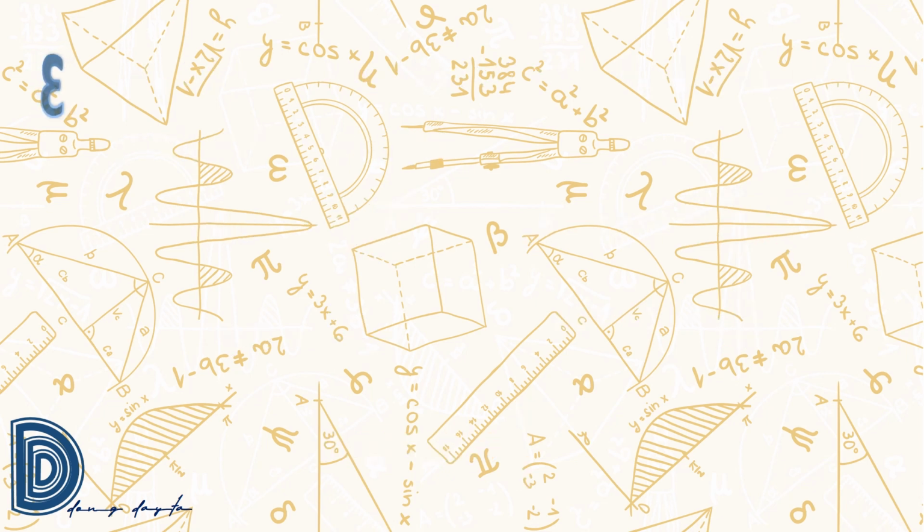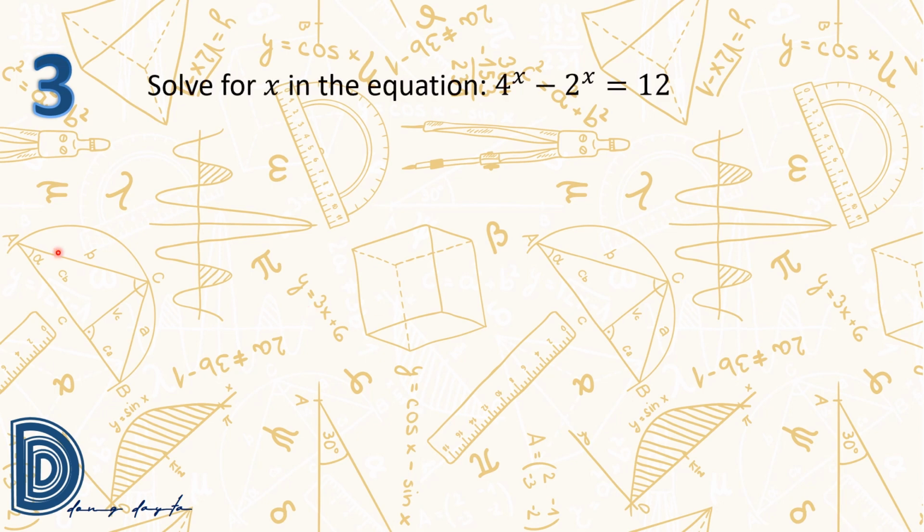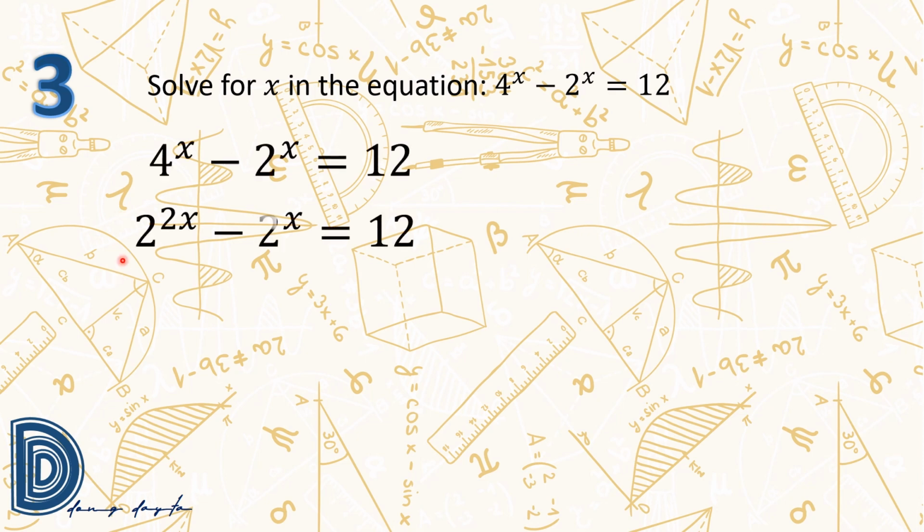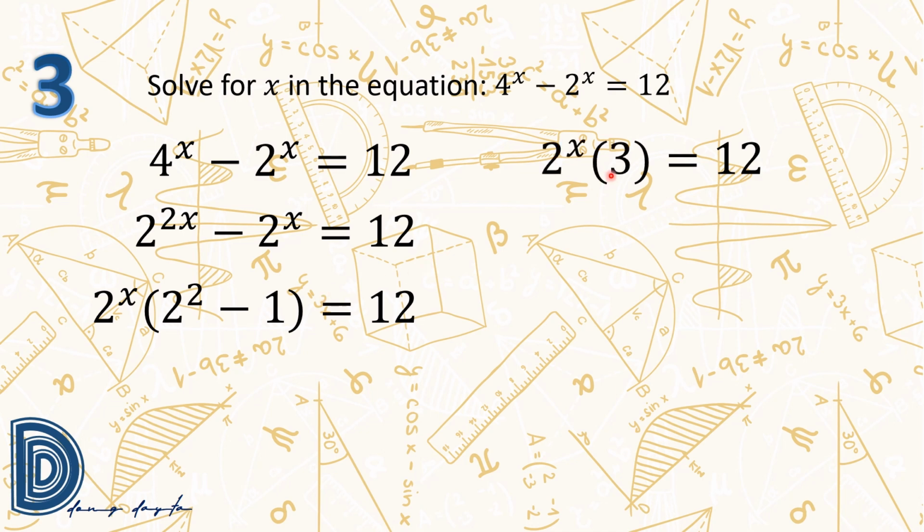Next, number 3. 4 raised to x minus 2 raised to x is equal to 12. 4 raised to x can be written as 2 raised to 2x. We can factor 2 raised to x. That will be 2 raised to x times the quantity 2 raised to x minus 1. 2 squared minus 1 is equal to 3. So 2 raised to x times 3 equals 12. Divide both sides by 3. We get 2 raised to x equals 4. And we know that 4 is 2 squared, therefore x is equal to 2.